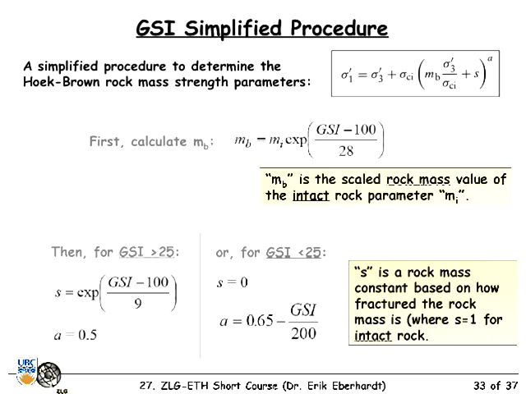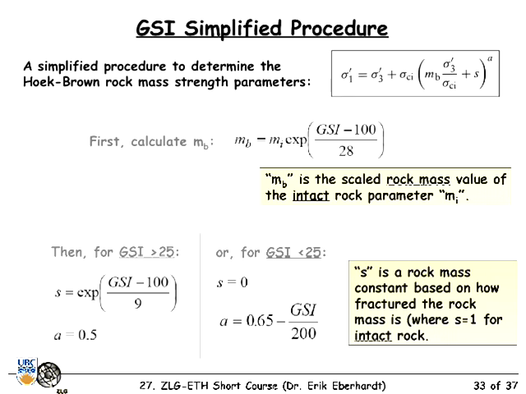And then your S parameter depends on your GSI. If your rock mass is so heavily fractured that there's really no sense of rock mass cohesion, then this S value is 0. The A exponential function then becomes, instead of a value of 0.5 or basically an inverse relationship, something that's scaled to your GSI.